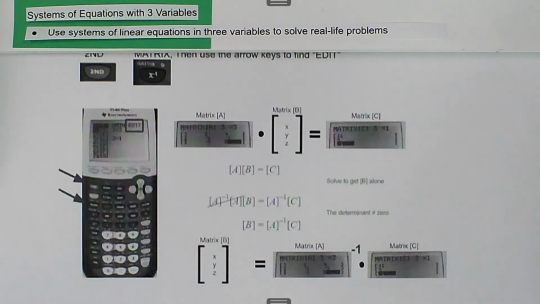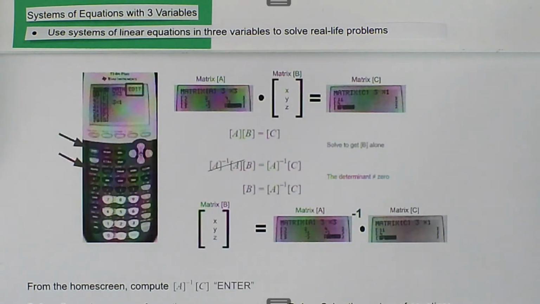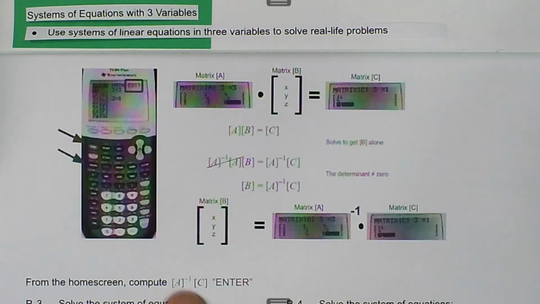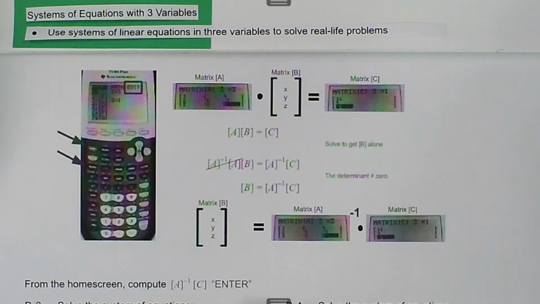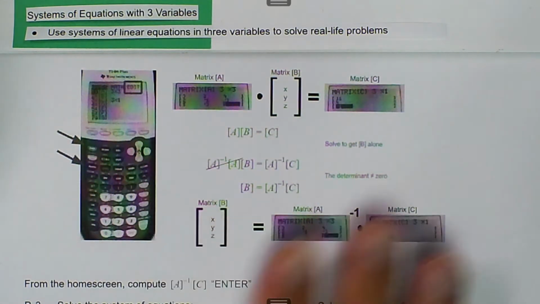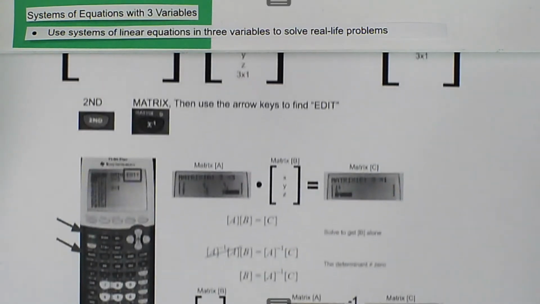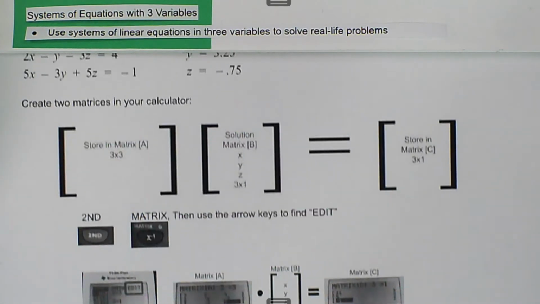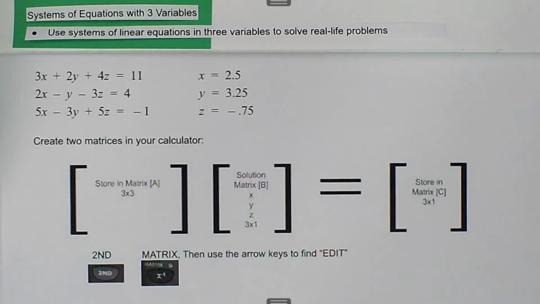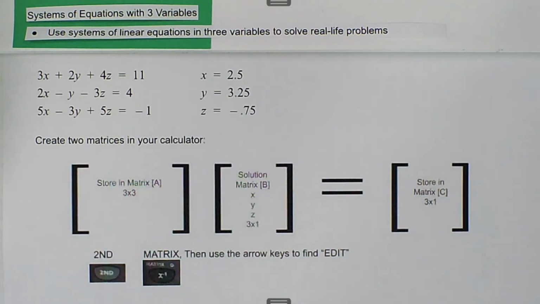So when we type it in from the screen, it should say A inverse times C, then hit enter, and then that will give you your solution for this. So these are the instructions, and that's what the matrix will look like. And so here is the example that we're going to work with.